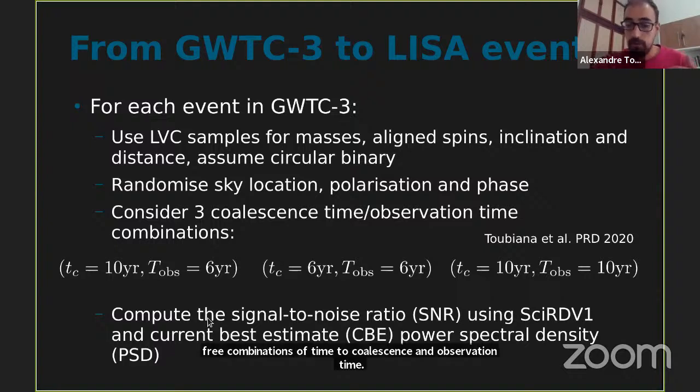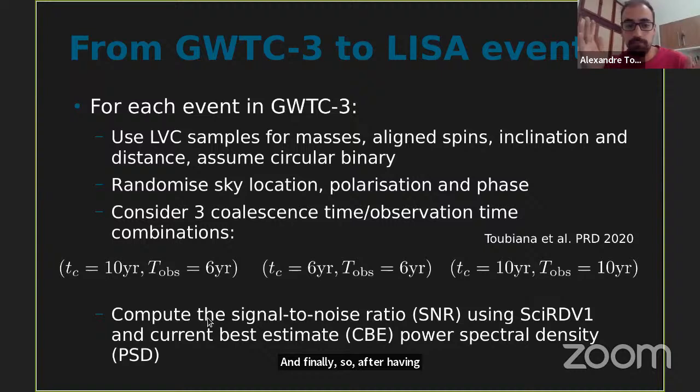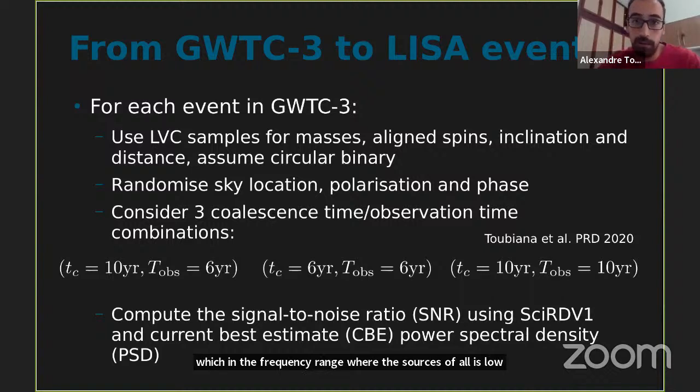And finally, after having defined mock LISA systems with this procedure, we compute the signal to noise ratio using the science requirement PSD, and also the current best estimate, which in the frequency range where these sources evolve is better by a factor square root of 1.5 than the SRD v1.